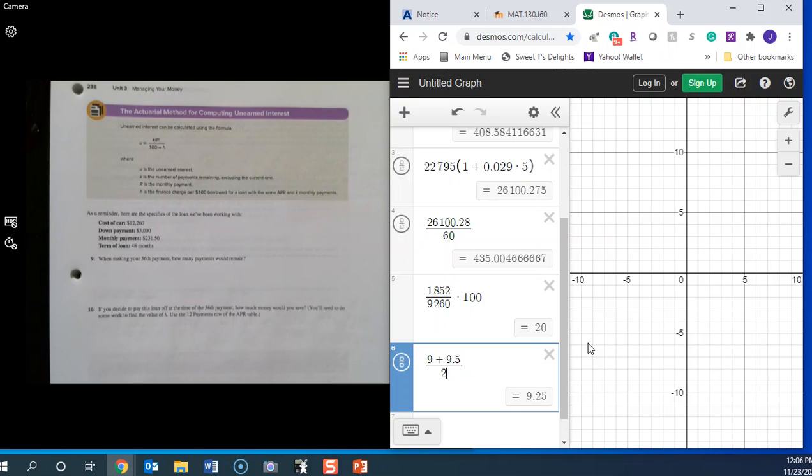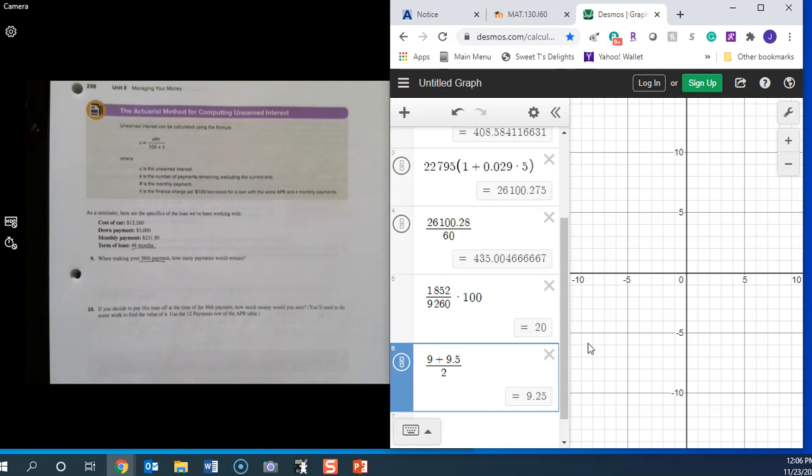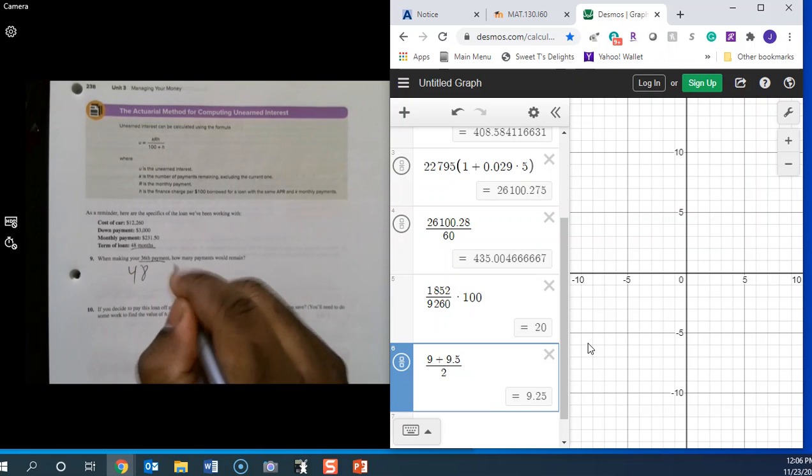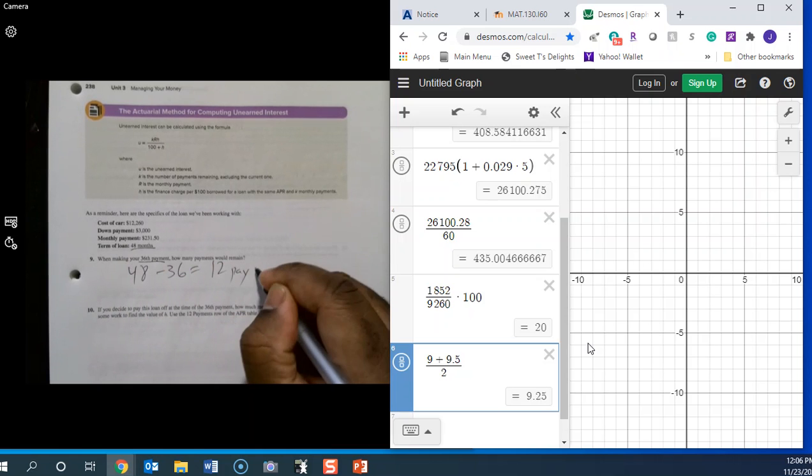Okay, number 9. When making your 36th payment, how many payments would remain? Okay, so they said you made the 36th payment. Now remember, you have 48 payments. So all you have to do is take 48 minus 36, and it's 12 payments that remain.